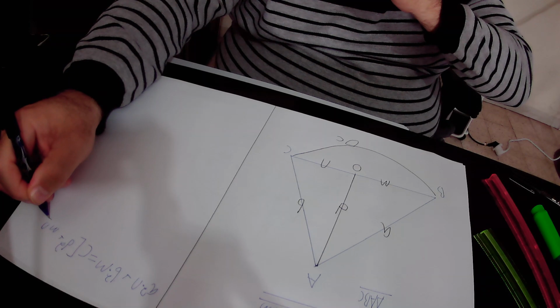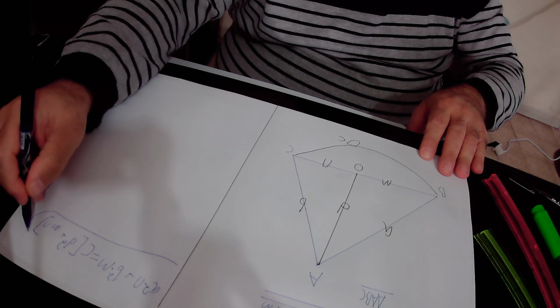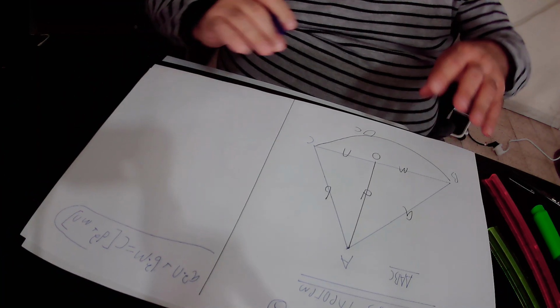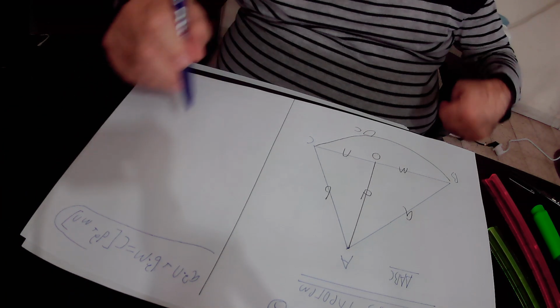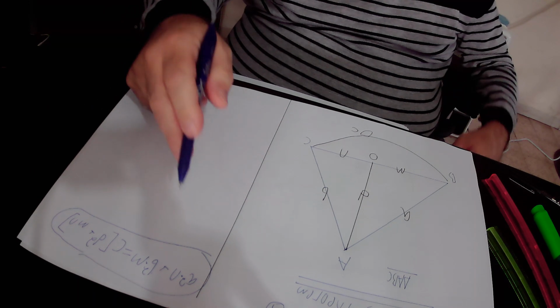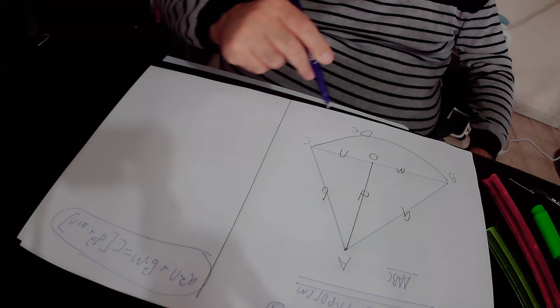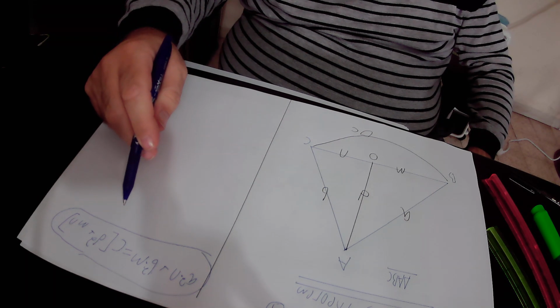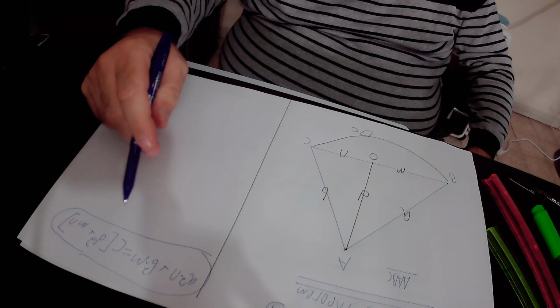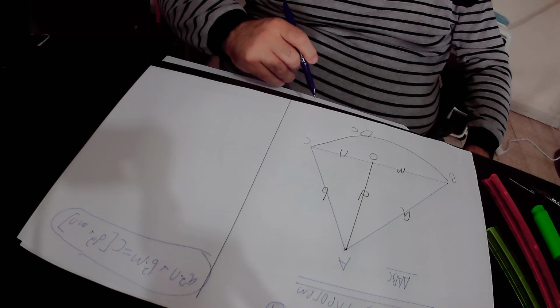Here we close brackets. I repeat again, according to Stewart's theorem, in this triangle ABC, that could be any triangle, A squared times n plus b squared times m equals C. We will open brackets here. Inside the brackets we have d squared plus m times n. Okay.